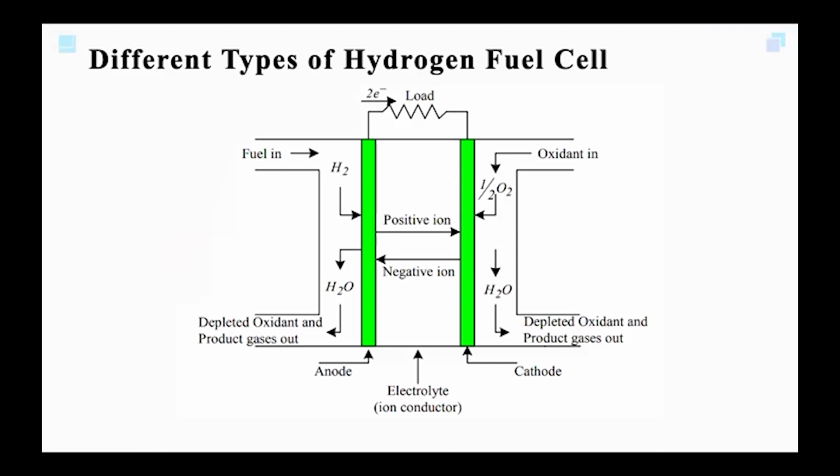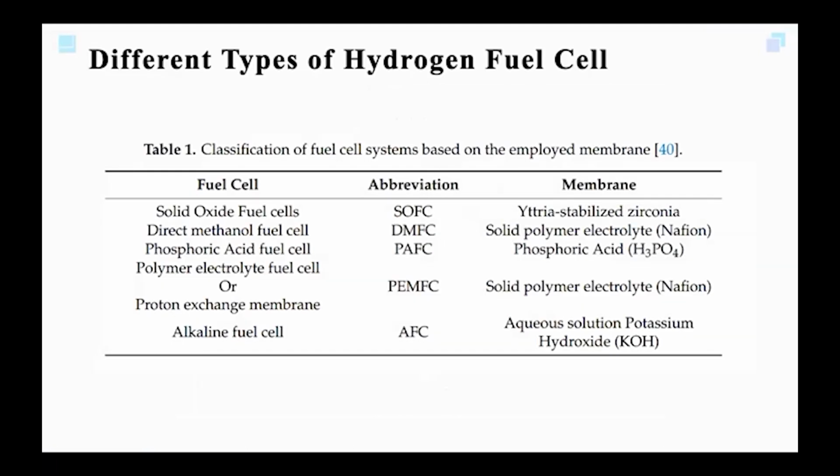What we would like to introduce to you are the cells which use pure hydrogen as their fuel. That means hydrogen has to be one of the reactants in the overall reaction. Thus, a direct methanol fuel cell will be excluded because it needs methanol as a fuel. So let's start off with SOFC.